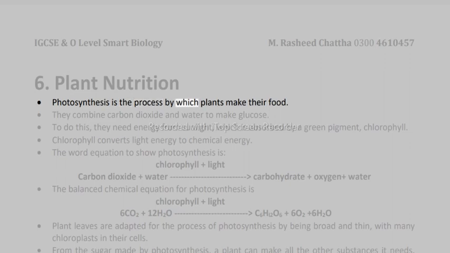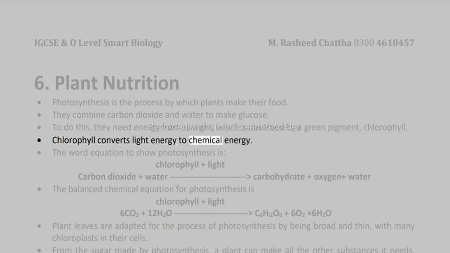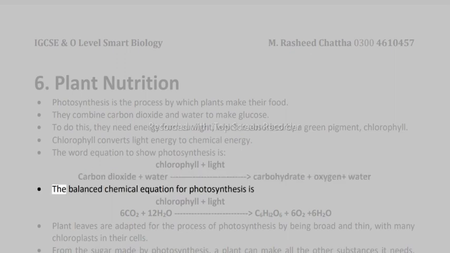Photosynthesis is the process by which plants make their food. They combine carbon dioxide and water to make glucose. To do this, they need energy from sunlight, which is absorbed by a green pigment, chlorophyll. Chlorophyll converts light energy to chemical energy. The word equation to show photosynthesis is: chlorophyll plus light, carbon dioxide plus water, carbohydrate plus oxygen plus water. The balanced chemical equation for photosynthesis is: chlorophyll plus light, 6CO2 plus 12H2O, C6H12O6 plus 6O2 plus 6H2O.